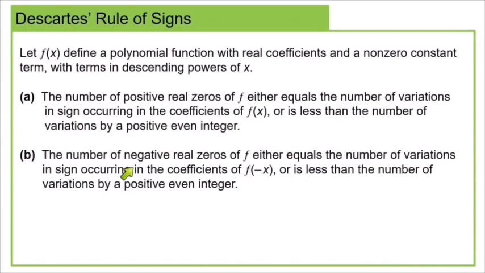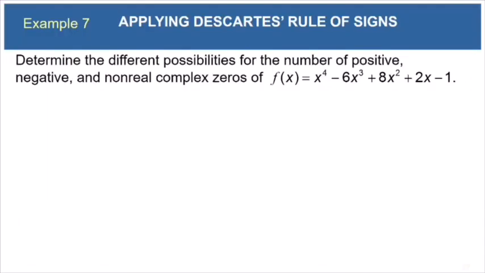And then the number of negative real zeros equals the number of variations in sign for f of negative x, or it's less than that by a positive even integer. Now I know right now this just sounds like a whole lot of words and it sounds really complicated, but I think when we get an example it's not as complicated as it sounds here. So let's go ahead and look.